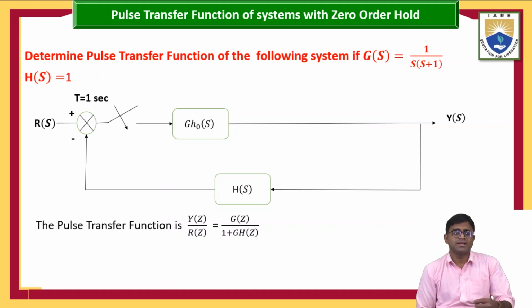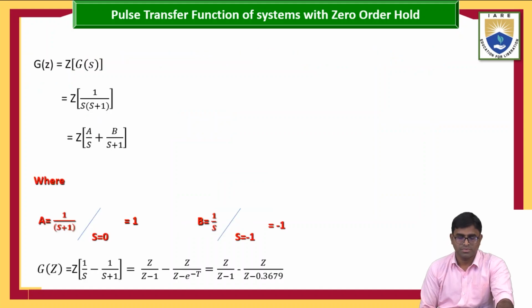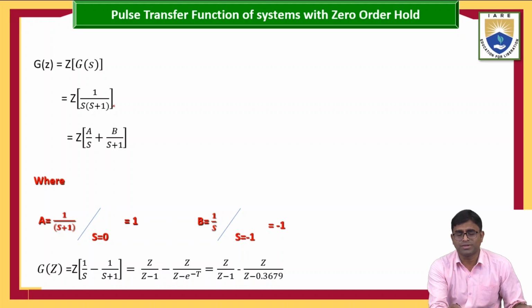But they are given H of s as the feedback, which is 1. So go for the same function, the pulse transfer function, that is G of z by 1 plus G of z into H of z. Next, after that, I apply the z transform.